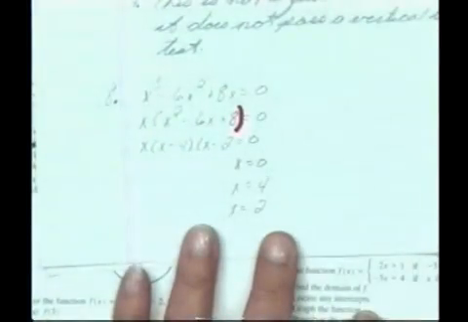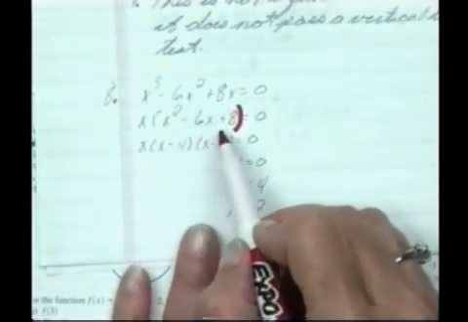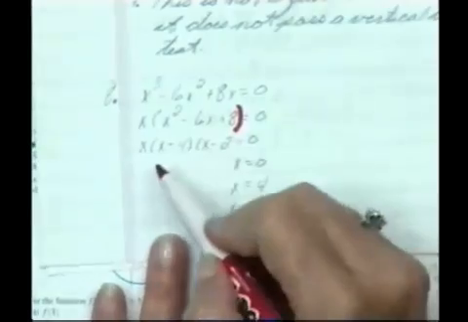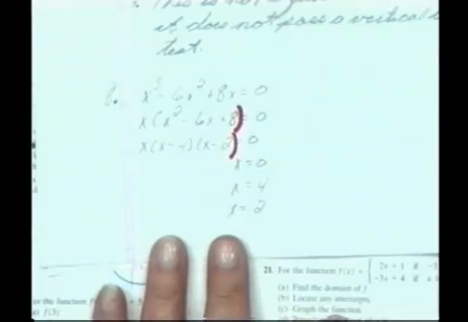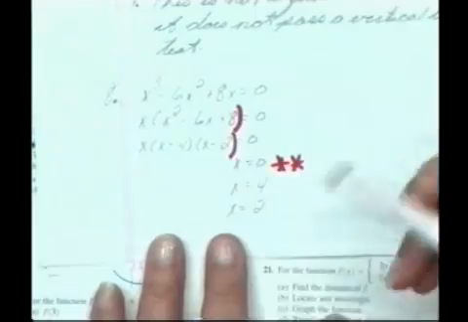So factor it out in x. And then notice that x squared minus 6x plus 8 factored further to x minus 4, x minus 2. I'm going to put a little star right here. Too many people miss x equal to 0.